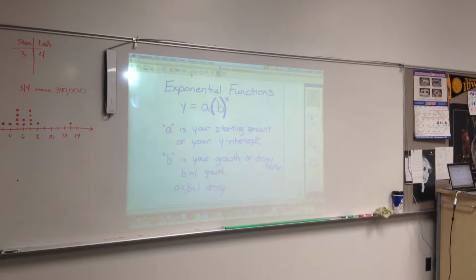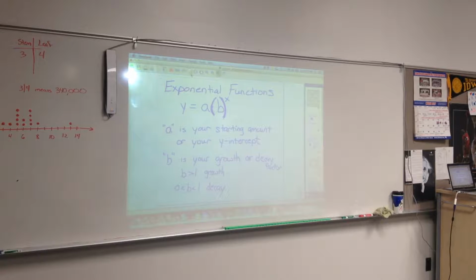Okay, so we're still talking exponential functions. Y equals a times b raised to the x power is the general form of any exponential function. We briefly talked about yesterday how the a value is our starting amount, or also you could think of it as your y-intercept. The ones we did in class yesterday, what was the y-intercept on every single one of them? 1. Yep, the y-intercept was always 1.